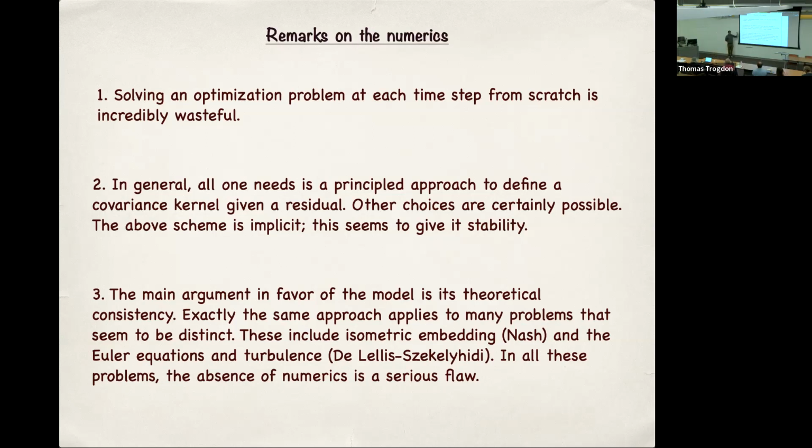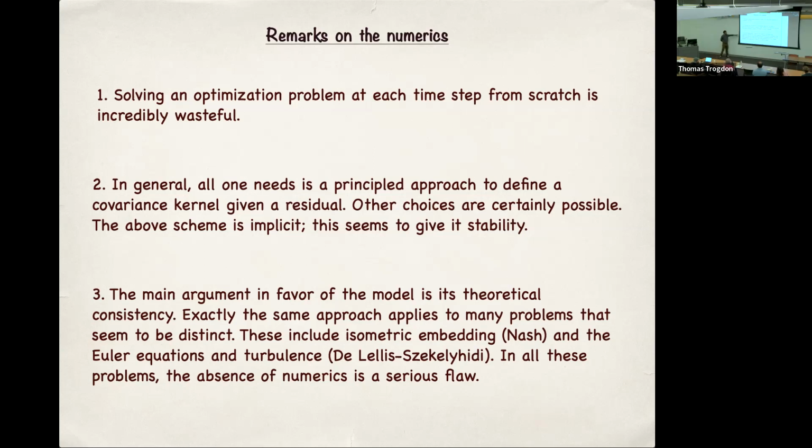In a sense, what's complex about our method is that I'm actually doing an implicit scheme. I'm given the residual, I'm finding the covariance by solving this optimization problem given the residual. This seems to give it stability. I mean, no theorems, but it seems to give it stability. But other choices are possible. In fact, for the isometric embedding problem itself, I have much better results. I mean, completely different models.